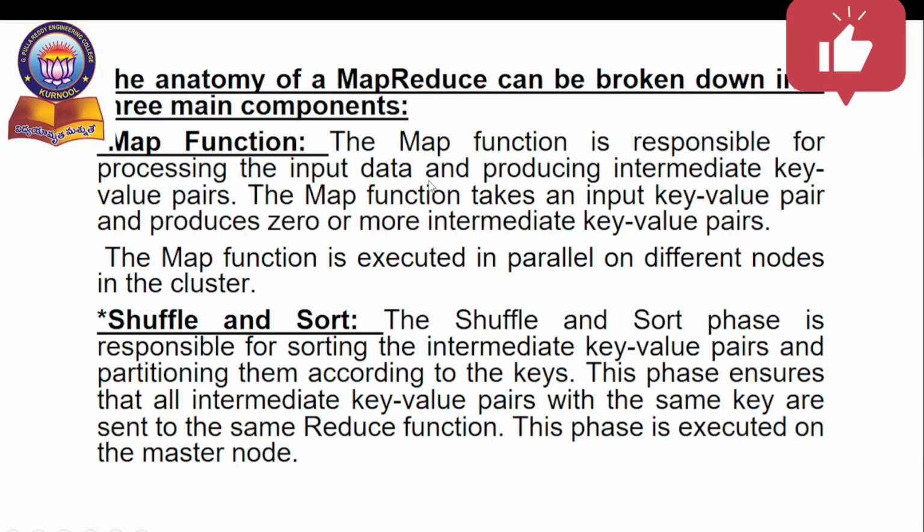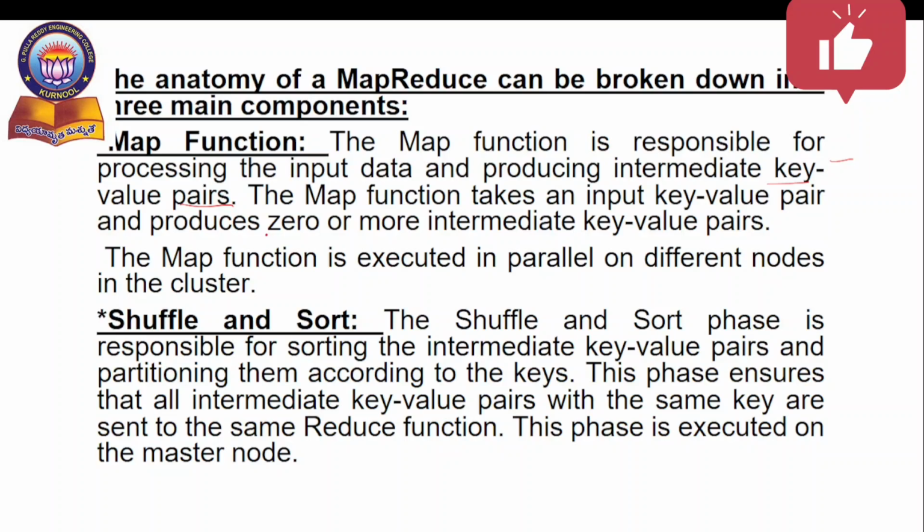Now we'll see what the important components are into which a MapReduce can be broken. It is called the anatomy of a MapReduce. We'll see the three main components. Among that, the first one is the map function. The map function is responsible for processing the input data and producing intermediate key, value pairs. The map function takes an input key, value pair and produces 0 or more intermediate key value pairs.